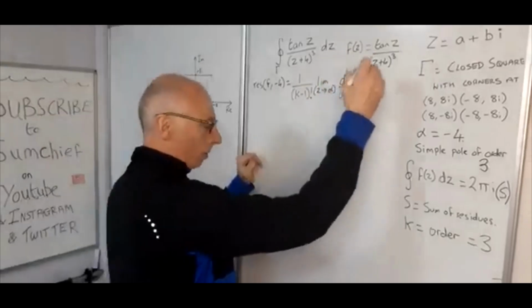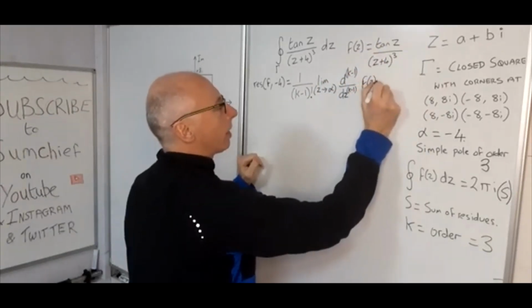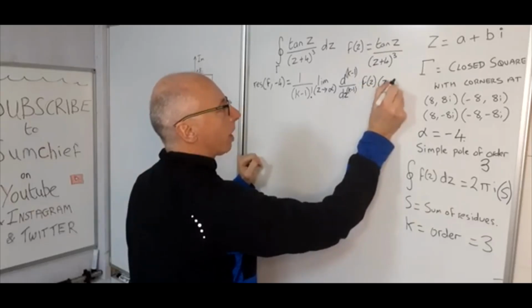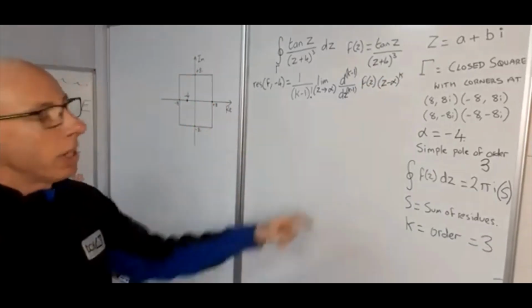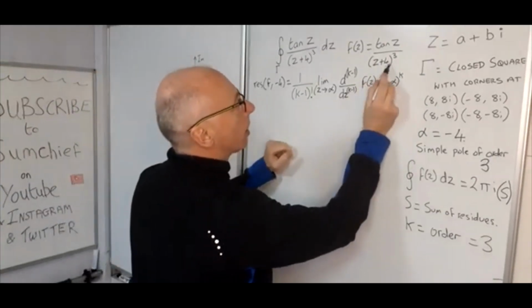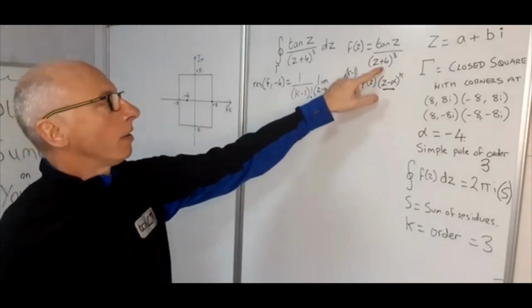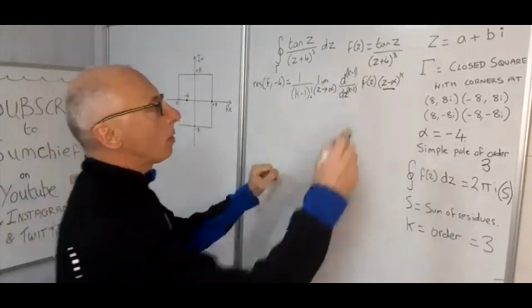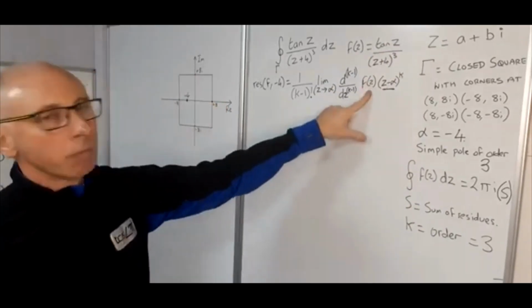And then what we do is we have our function f of z and z minus alpha to the k. So basically what this bit here is telling us is that we eliminate our denominator where it becomes 0, so at -4. So basically we eliminate that, and then we're just left with the tangent, which becomes our f of z.